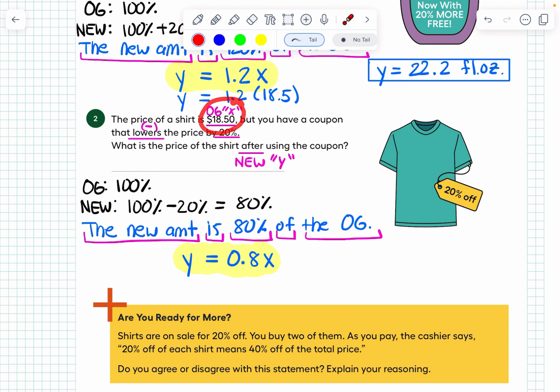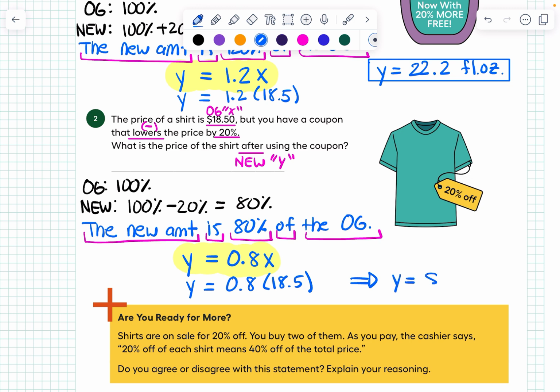Now we're going to substitute this 18.50. It is the OG. It's our X value. So we're going to sub it in for X. And please don't think that we always sub it in for X. It just depends. Sometimes we might have to sub it in for Y. So we have 0.8 times 18.5. And when you run the math, you would get Y to equal $14.80.